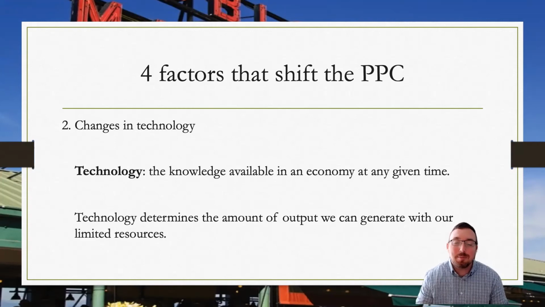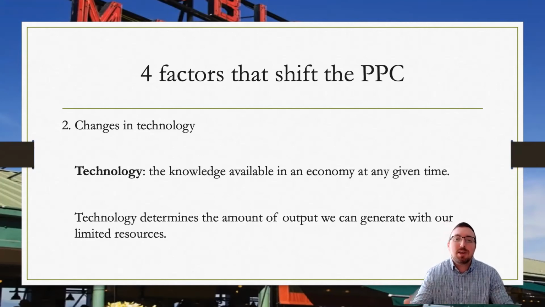Again, it took time to research, whereas now you could research a paper from your smartphone, right? On the go. Very easy to do. And again, it allows you to be more productive than your parents were going through school. So again, changes in technology can shift out your PPC curve.